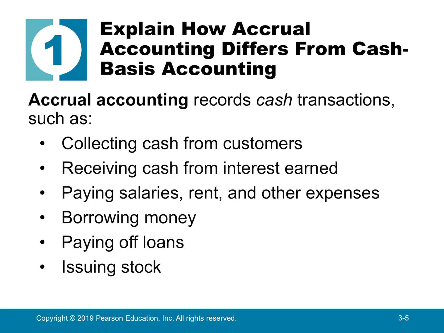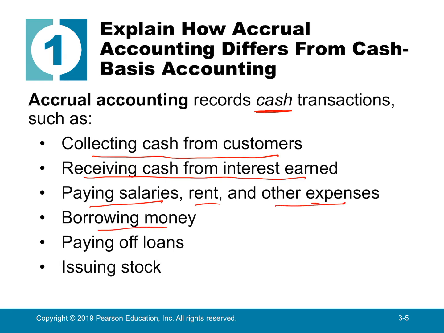So it's important to note, accrual accounting records cash transactions, right? So if you collect cash from customers, that's a debit and a credit under accrual accounting. If you receive cash from interest earned, if you pay salaries, rent, or any other expenses, if you borrow money, if you pay off loans, if you issue stocks. So accrual accounting still records all cash transactions. The main difference is it also records transactions that may not have a cash component. And again, we're going to look at a lot of those in this chapter.